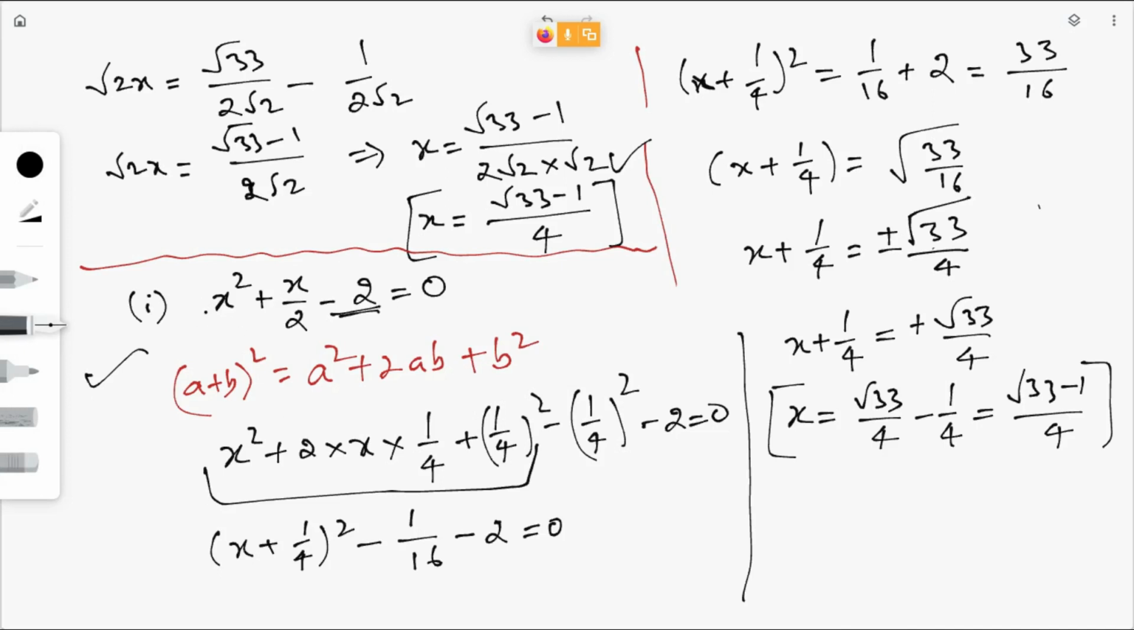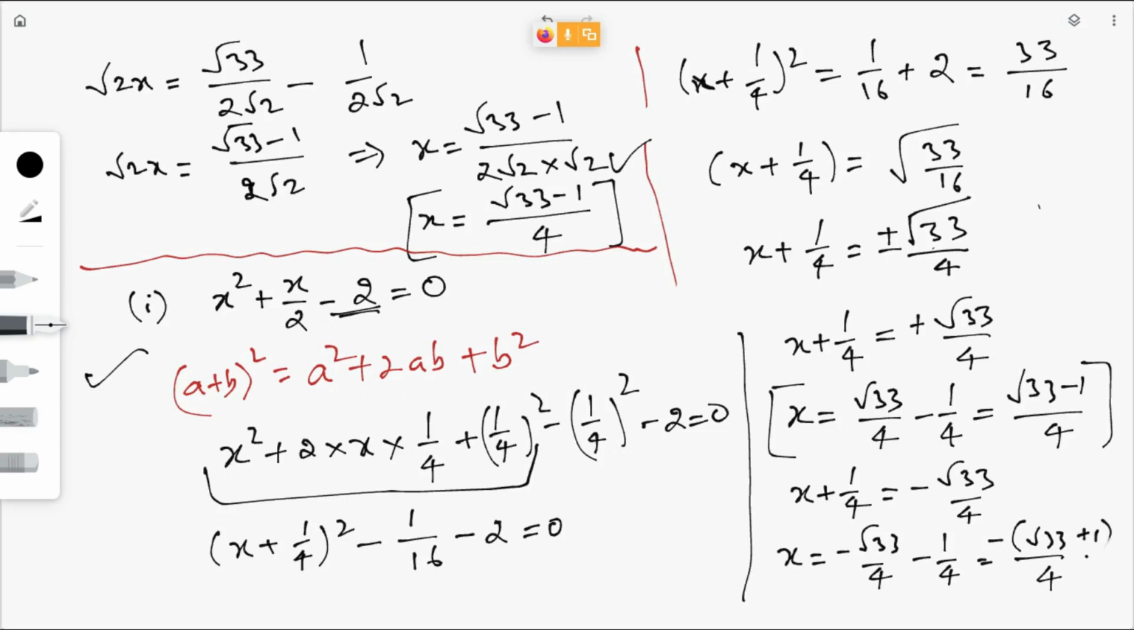Taking the coefficient of x square in the denominator. Okay. So we got one root here. How to get the second root? X plus 1 by 4 is equal to minus root 33 by 4. X is equal to minus root 33 by 4 minus 1 by 4. Okay, so again 4 is the denominator, if you take minus 1 common, root 33 plus 1. Yes or no? Any doubts?